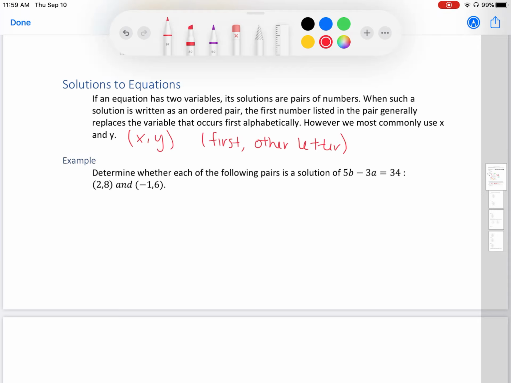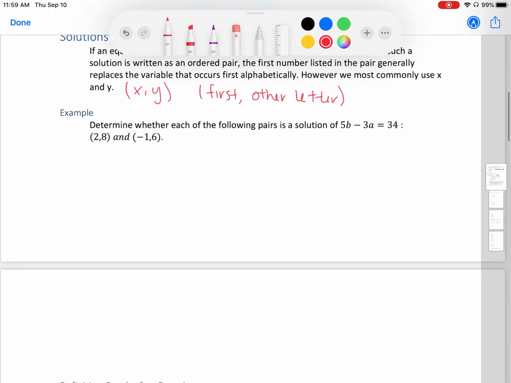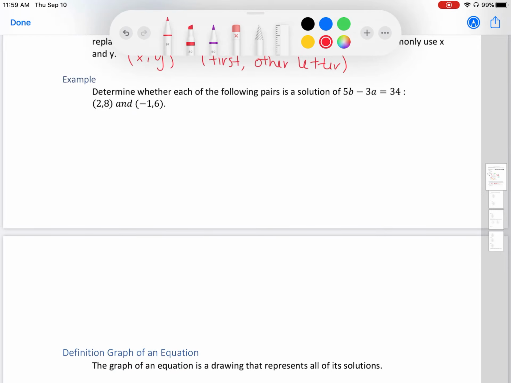Let's do an example. Determine whether each of the following pairs is a solution of 5b minus 3a equals 34, and we're testing the points 2, 8, and negative 1, 6. So let's start with the first one, 2, 8. All right, well, that first number, we're working with A's and B's. This means my 2 would be an A, and 8 would be my B.